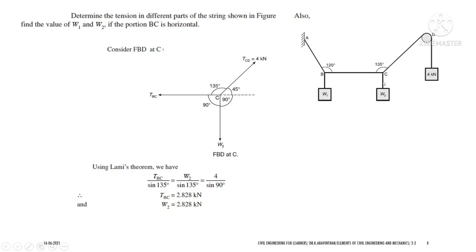If you are taking that, W2 is unknown, so W2 is written here, and the tensile force acting from the point C to B is TBC, and next TCD. TCD is given here, and the angle will be, so totally you have 135 degrees, and the rest of the angle will be 45 degrees. So you have found out the rest of the angle.